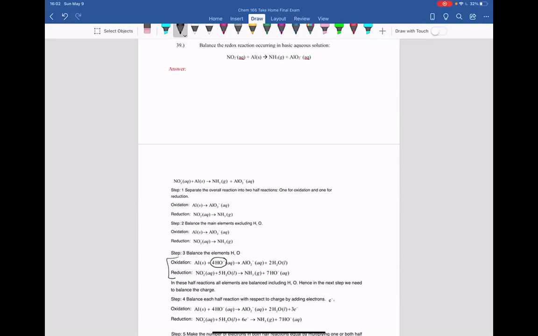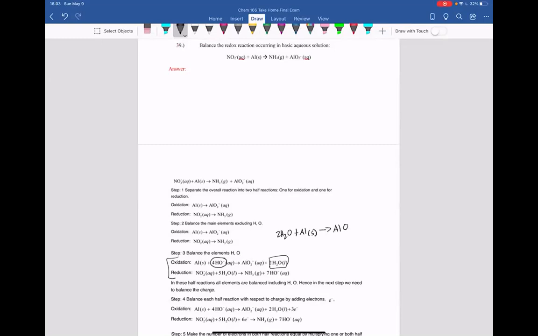Okay, so the reason that they have 4 OH there is because they're accounting for... Why do they do 4 OH instead of 2 OH? They did the 2H2O here, and I would have thought they would have done the 2H2O on the reactant side because it's the one that is missing the oxygens.